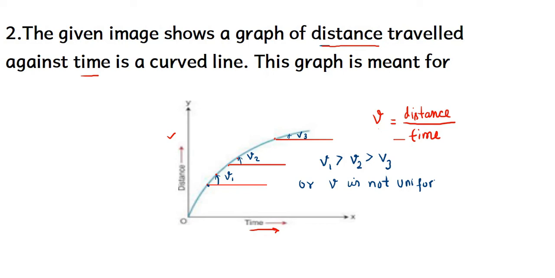Correct? When an object does not have uniform velocity or speed, that means the object is having non-uniform motion. So what is this graph meant for? This graph shows the non-uniform motion of an object. So when an object travels non-uniformly, it will develop a curve, not a straight line.